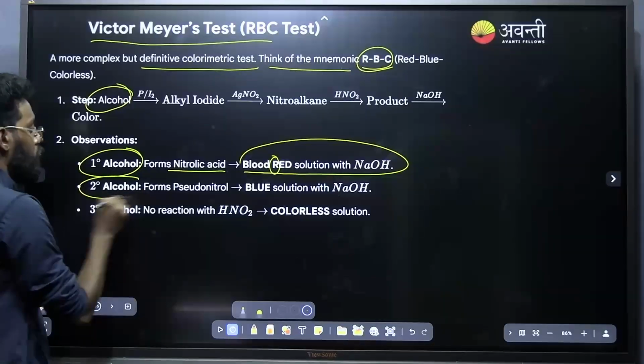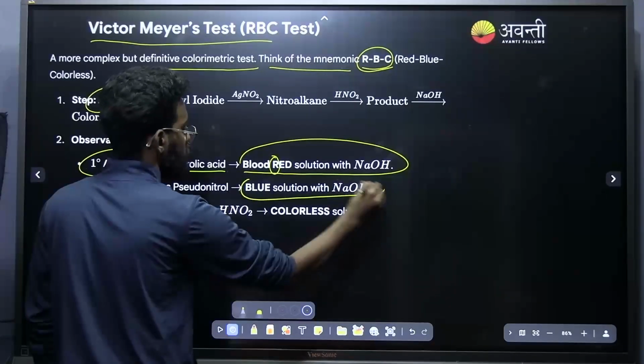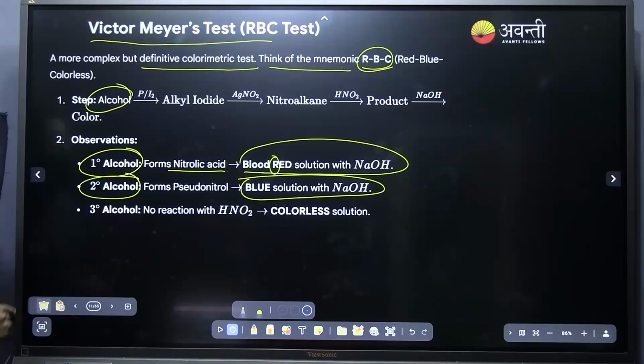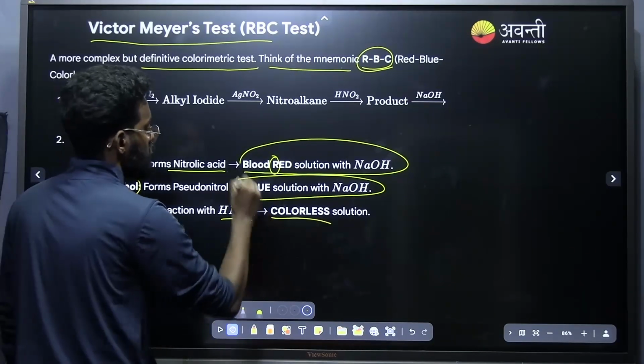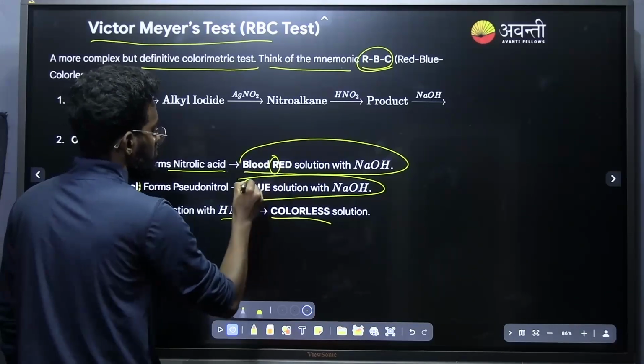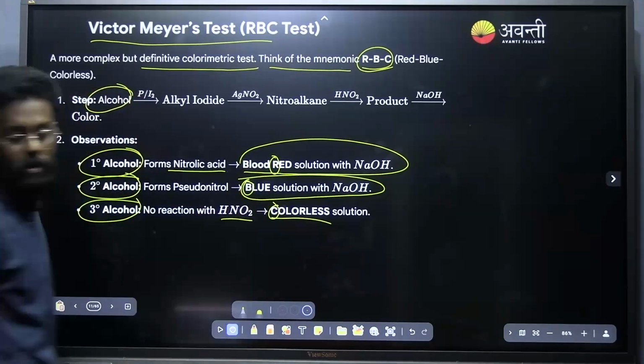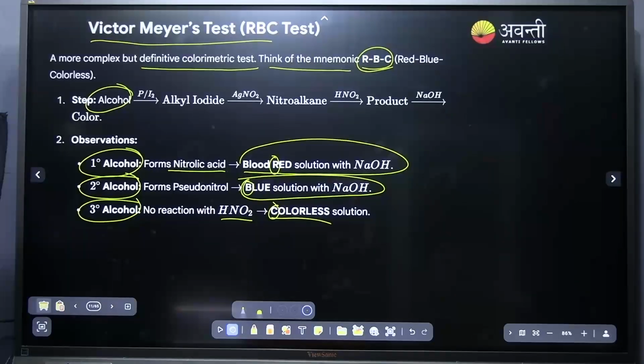And secondary alcohol, how will it form? It will form a blue color solution. And tertiary alcohol, there is no reaction with HNO2, that is colorless, that is B, that is what RBC. Just remember this one, so that you can easily remember the color of alcohols in Victor-Mayer test.